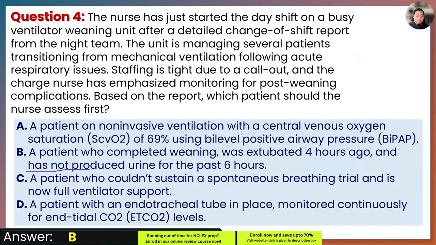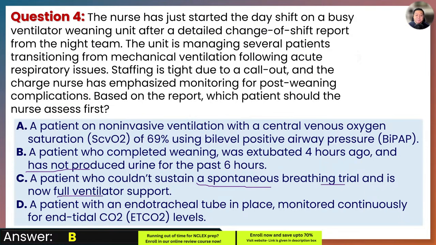Now, what about letter C? This is a patient who failed spontaneous breathing trial and now is back on the full ventilator support. Now, take a look into the clue here. Couldn't sustain a spontaneous breathing trial. Resting now, or it's now on full ventilation support.